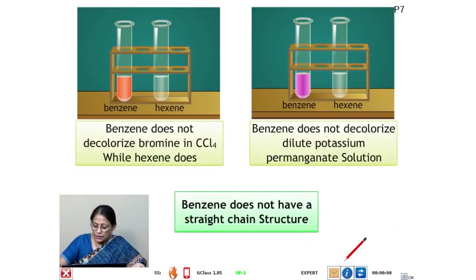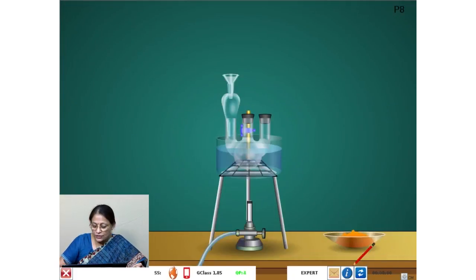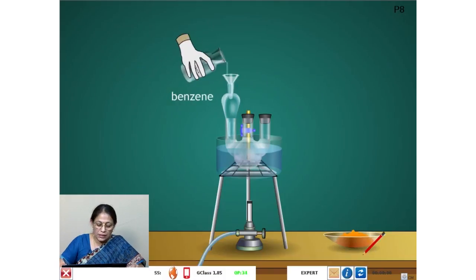What are the other possibilities? The other possibility could be that it has a cyclic structure. So, what is the cyclic structure? Let us see the bromination of benzene to confirm its cyclic structure.